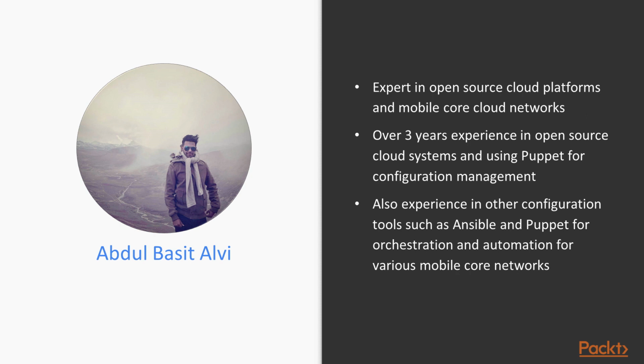My name is Abdul Basit and I am a certified professional with expertise in open source cloud systems and mobile core networks. I have over 3 years of experience in deploying and managing open source cloud systems and using Puppet for configuration management and deployment of large-scale cloud systems. I also have experience in using configuration management tools such as Ansible and Puppet for orchestration and automation of various virtual network functions in mobile core networks.